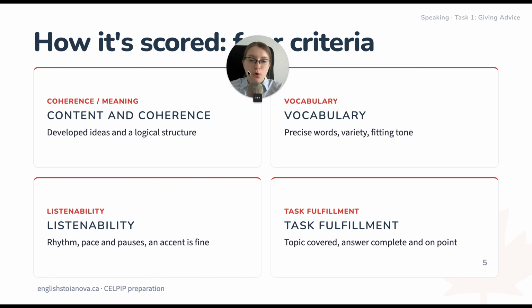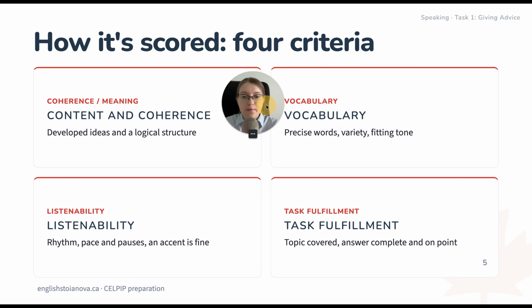So how is it scored? They consider 4 things. First, that's the content and coherence. How you developed your ideas. Did you structure them logically in accordance with the task? Did you consider everything? That's why reading is a very important part of the speaking skill, you see, because you got to read first to be able to understand what they want from you.